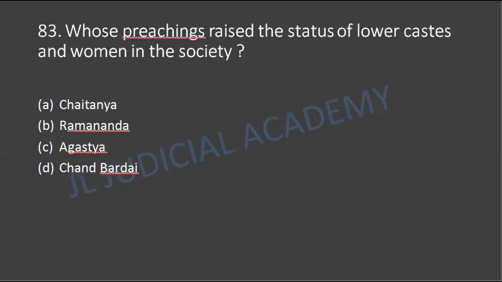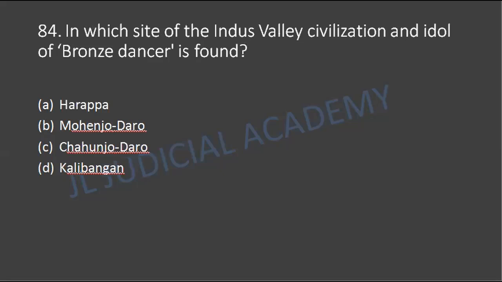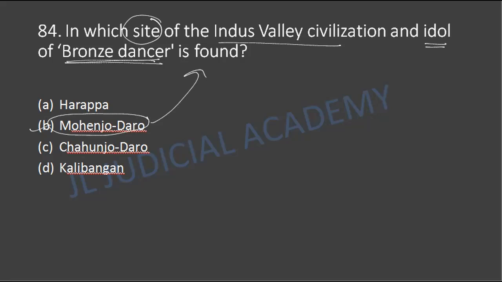12th. Next, whose preachings raised the status of lower castes and women in society? The answer is B, Ramananda. It was Ramananda's preaching that raised the status of lower castes and women in society. Next, in which site of the Indus Valley civilization is an idol of a bronze dancer found? कौन से साइट पे इंडस वैली सिविलाइजेशन के ब्रॉन्ज डांसर का आइडल मिलता है? The answer is B, in Mohenjo-daro.